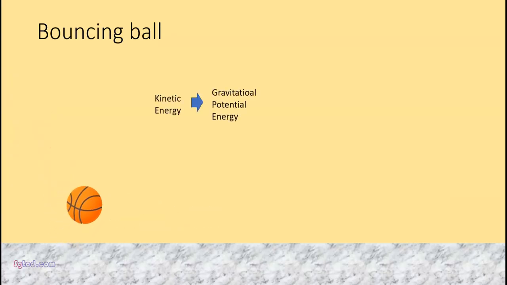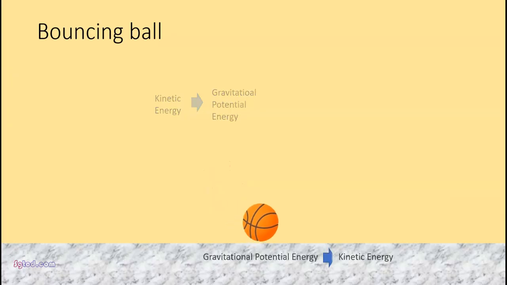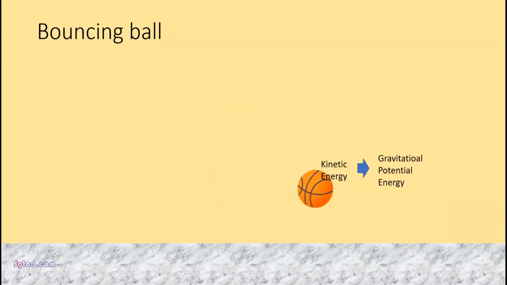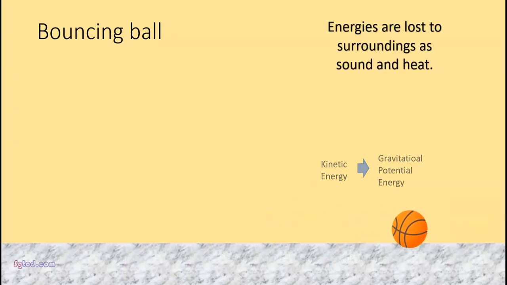Now let's look at another example, the bouncing ball. As the ball falls, the gravitational potential energy is converted to kinetic energy. The kinetic energy is converted back to gravitational potential energy as the ball bounces up. It reaches maximum height when all kinetic energy has been converted. Note that the height of the ball after each bounce up from the ground gets progressively lower due to loss of energy to the surroundings as sound and heat energy.